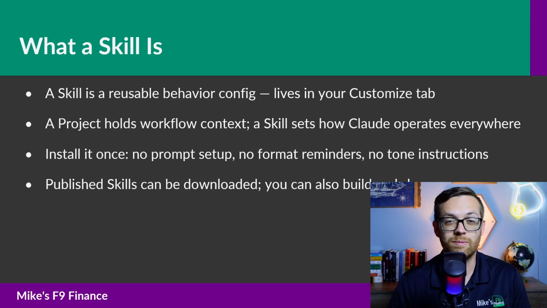Your team has standards, specific terminology, compliance requirements, even a preference for how exceptions get flagged, a required format for anything that goes to the CFO. Now, if those standards live in a single project system prompt, they only apply to that project. But if they're in a skill, they apply to every conversation, every artifact, every output your team generates.